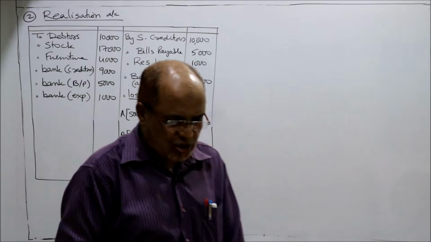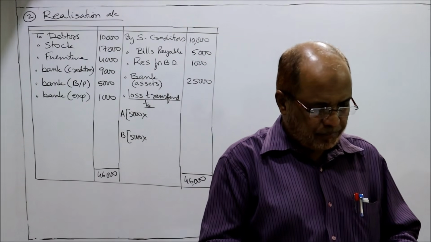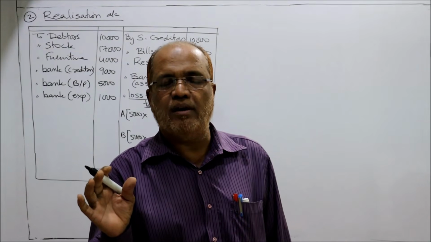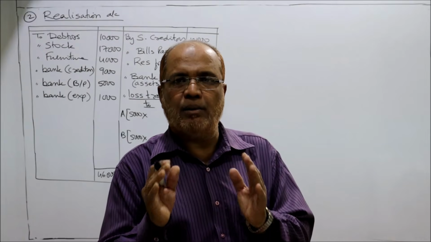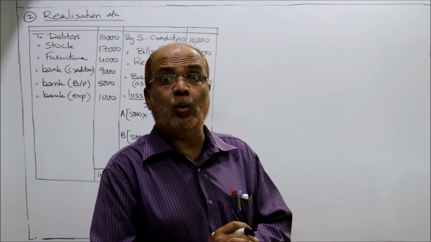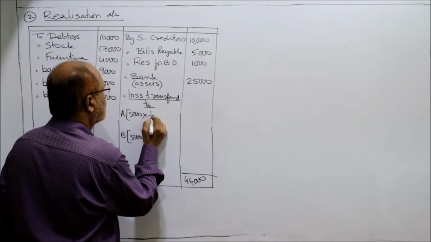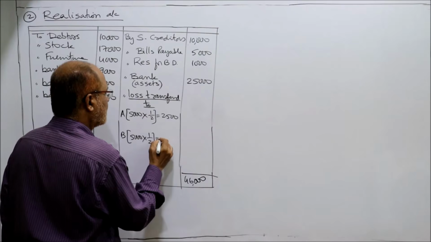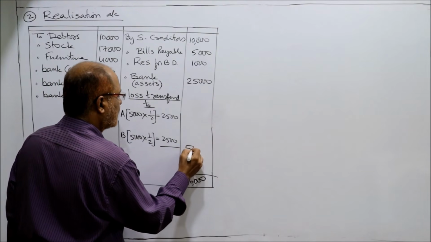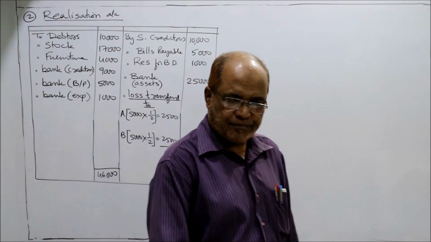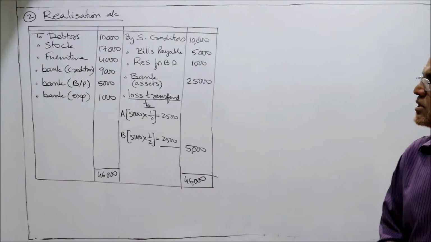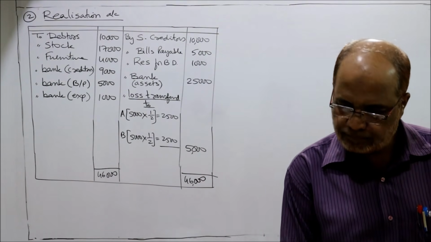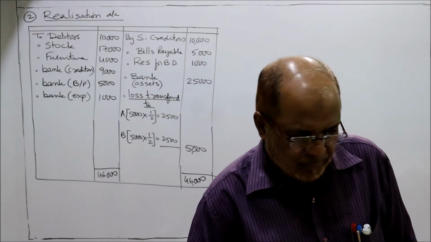What is the profit sharing ratio given in the problem? In the second problem, the profit sharing ratio is not given. When the profit sharing ratio is not given, according to the Indian Partnership Act, the partners should share profits equally, 1/2. Take a pause and copy down this solution. This is the first problem.